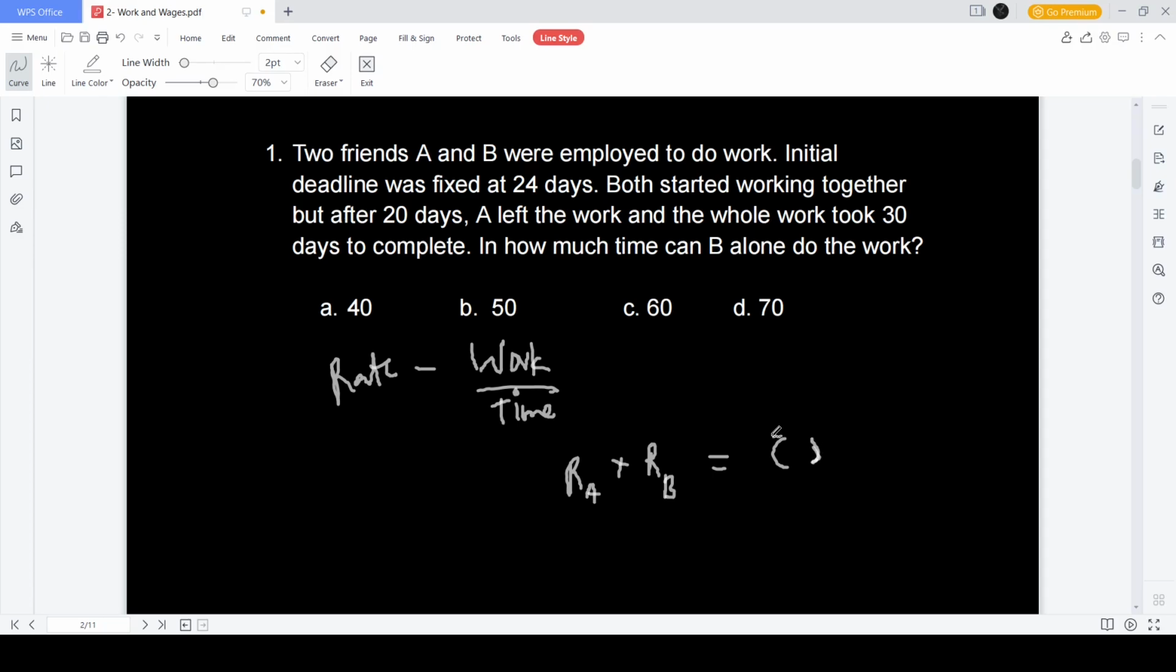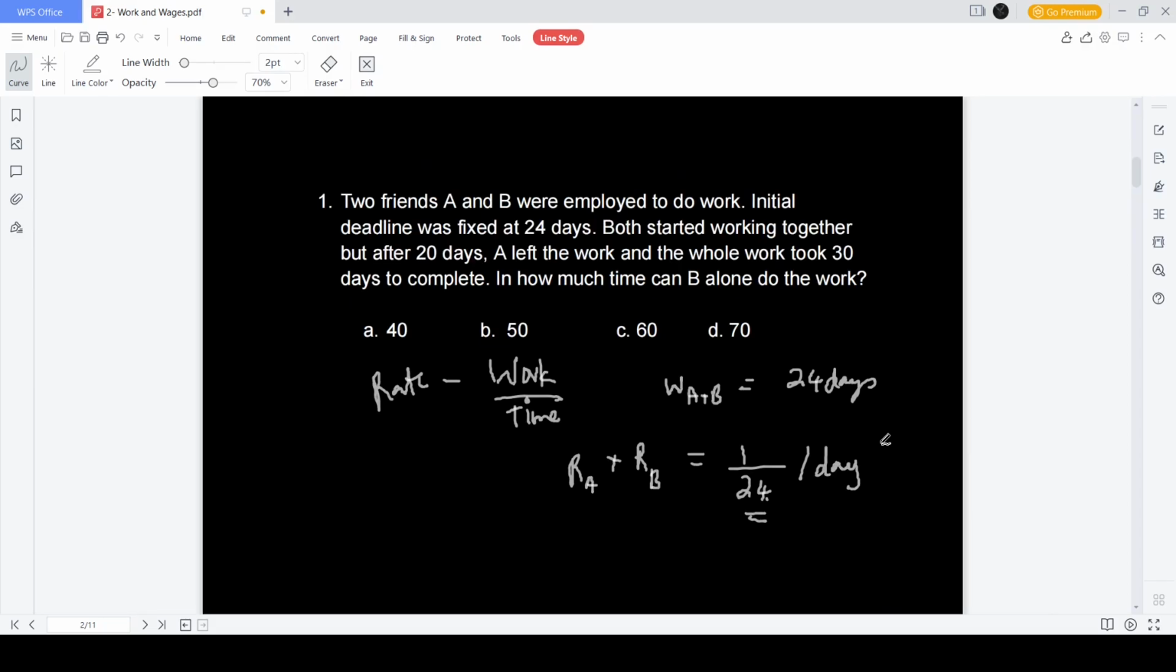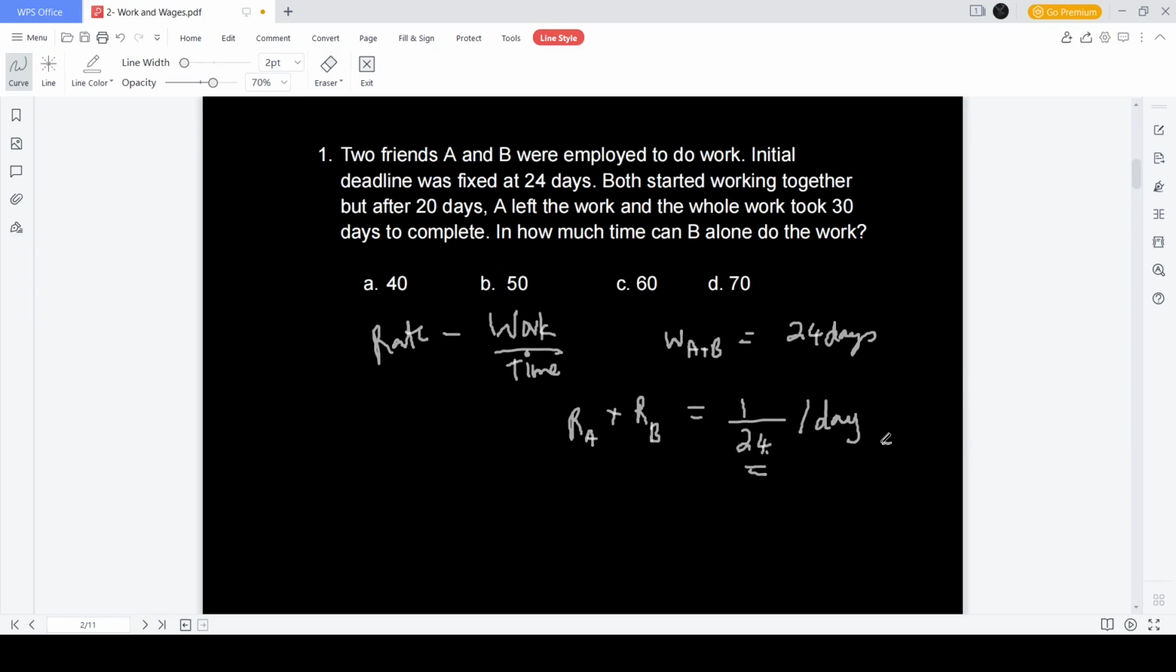Now the work that A and B do together is completed in 24 days. So if it's completed in 24 days, the work they complete per day will be called their rate, correct? So RA plus RB will be 1 by 24. This means they do 1/24th of the work every single day. This is per day.